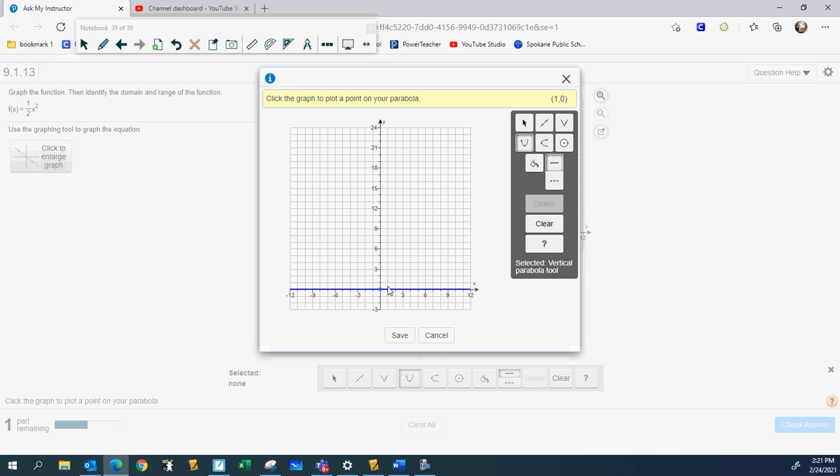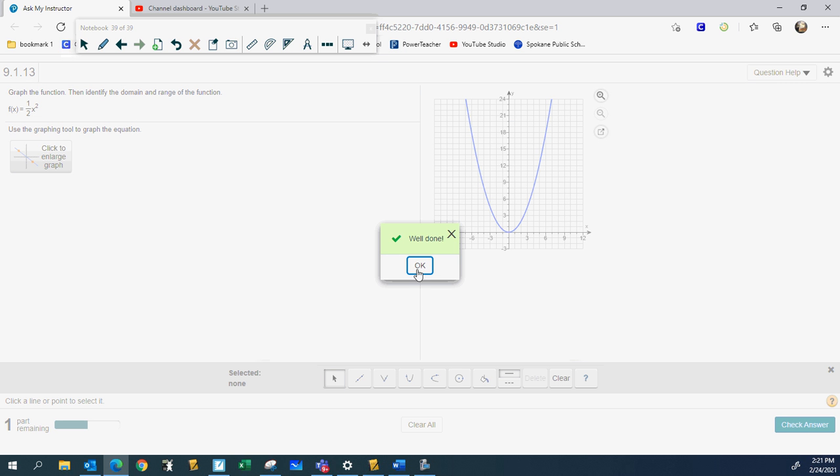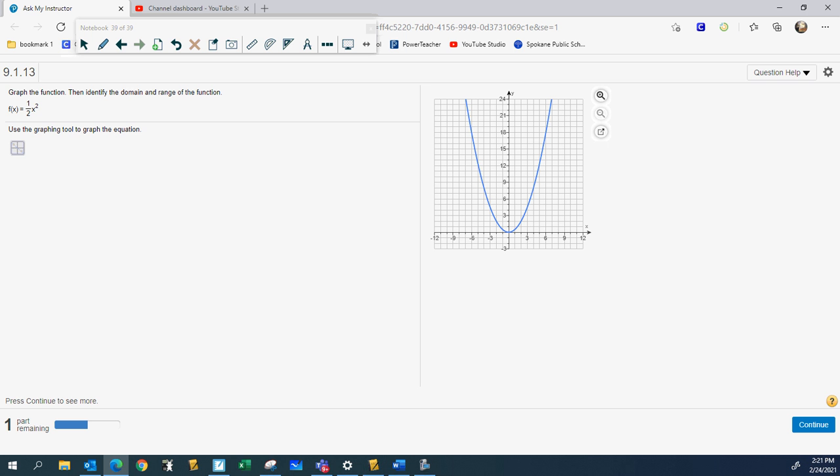So notice I can't do 1 and 1/2. That doesn't work. 1, 1's the only one. I could go up to 2, 2 right there, and that'll work. And if I hit save and check answers, it works. So you just have to find 2 points on the parabola that work for that function.